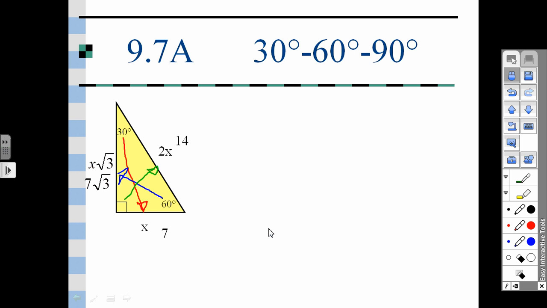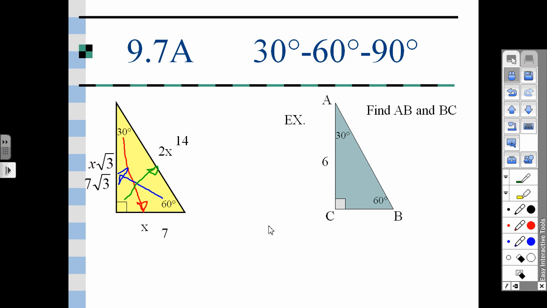However, there's one particular type of problem where it's not that simple. And that is, what if the side that they give you is the side that's opposite the 60-degree angle? So that's not x, and that's not 2x. It's x root 3. So what we're going to have to do is set up an equation that says 6 is equal to x root 3. We need to solve for x. So in order to solve for x, we're going to divide both sides by the square root of 3.